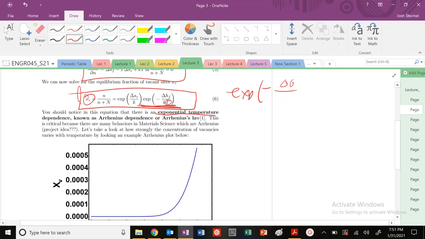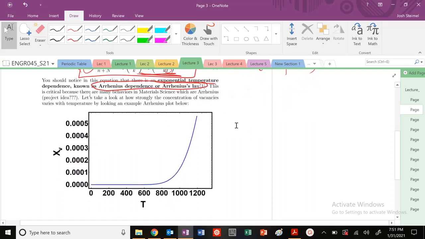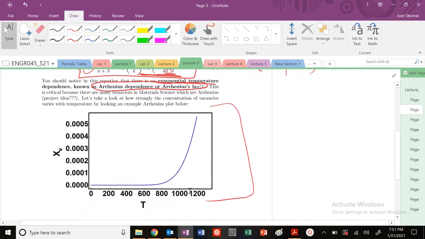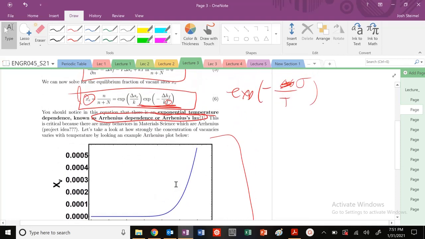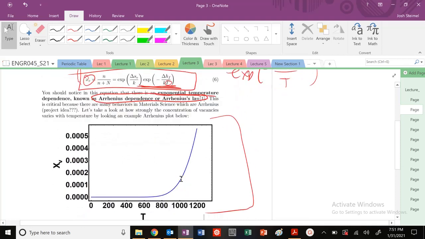just general. So some type of energy in joules per temperature. This is known as an Arrhenius dependence, or Arrhenius law, or Arrhenius relationship. So this is a very, very important type of behavior. And you can see this Arrhenius plot shown here below. Now, this is not the best way that we can show and explain this relationship.